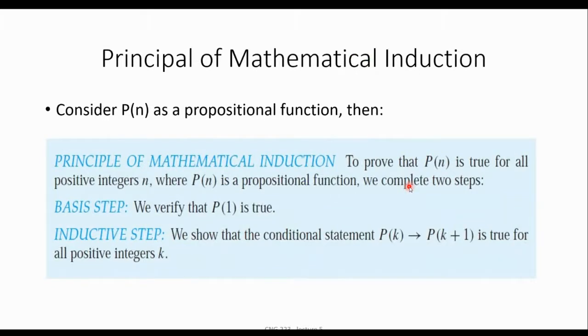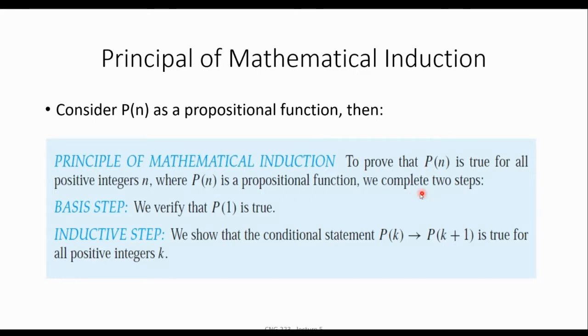Now let's go through it officially. Consider Pn as a propositional function. We already know what a propositional function is. Then we have this principle of mathematical induction. To prove that Pn is true for all positive integers, so usually we talk about positive integers, it means the natural numbers plus 0: 0, 1, 2, and so on. And sometimes the initial state is not 0 or 1. Maybe it starts from 4, maybe it starts from 10. It depends on the problem. But usually in the standard format, it starts either from 0 or 1.